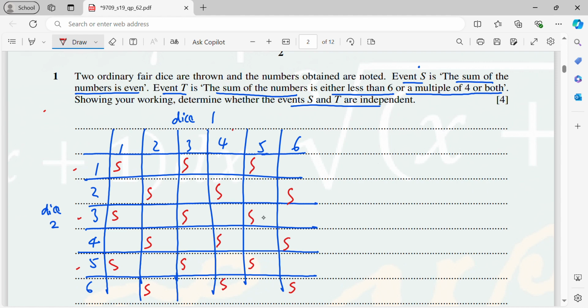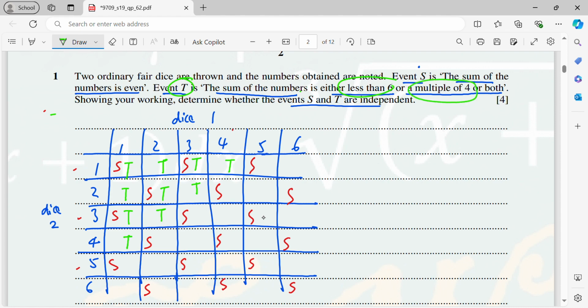Now for T, I use green color. T is the sum of the numbers that is less than 6. Less than 6, the sums will be 1 plus 2, 1 plus 3, 1 plus 4, and then 2 plus 1, 2 plus 2, 2 plus 3 is 5, then 3 plus 1 is 4, 3 plus 2 is 5, 4 plus 1, then 5 plus 1 cannot.